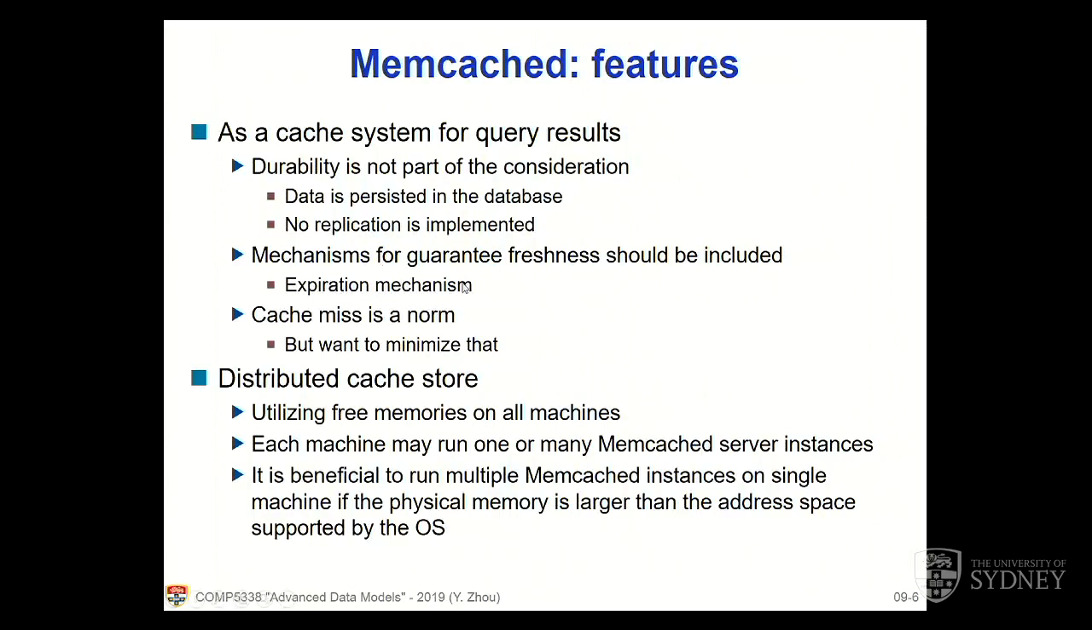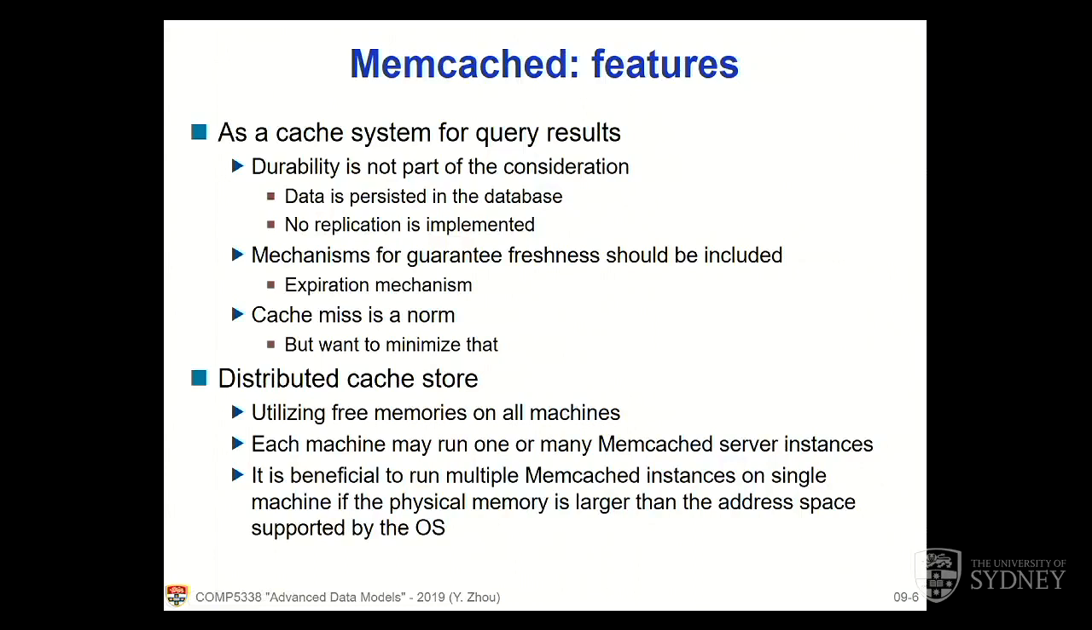And there are mechanisms to guarantee freshness, because that's the top requirement for a cache. So they use different things like expiration and validation mechanisms. Cache misses are pretty common, but that's okay. If it's a miss, you just go to the original place to get the data. And what they provide is a distributed cache store, which means they want to utilize free memory on all machines.